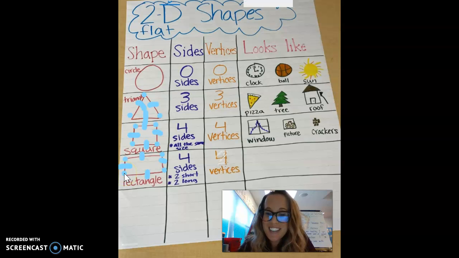So you know what to do now. Your job is to find 3 objects that are shaped like a rectangle in or near your house. I can't wait to see what you guys send me.